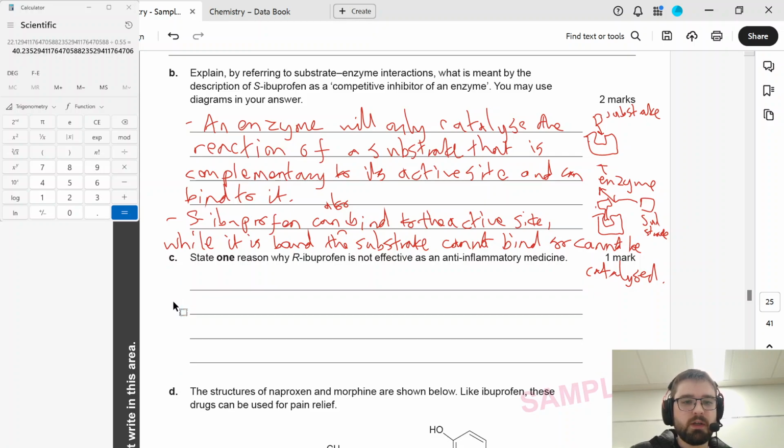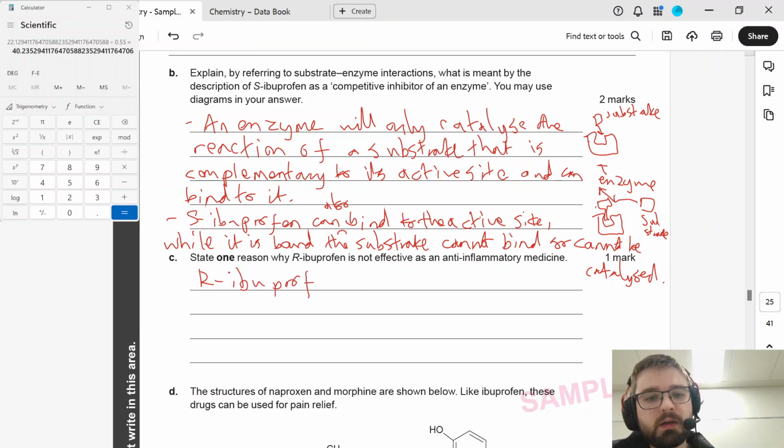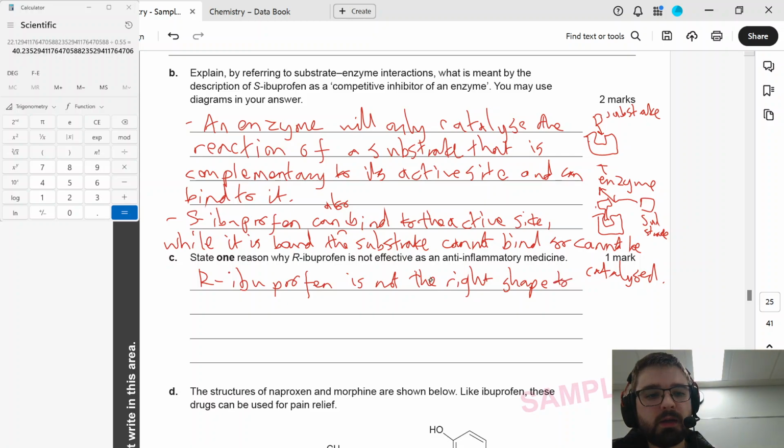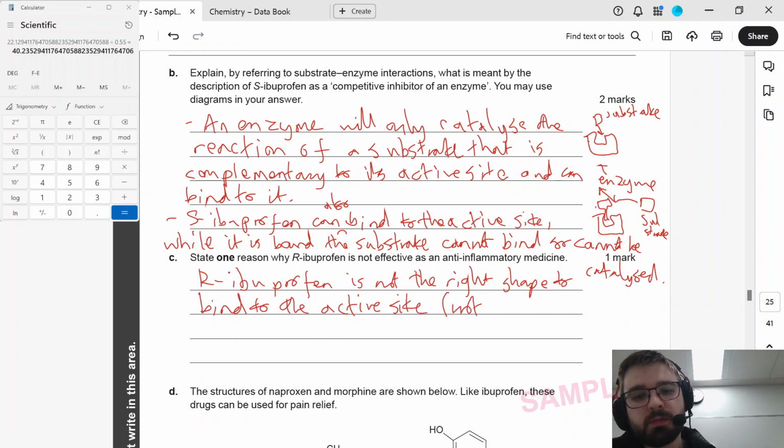Yeah, no, okay. State one reason why R-ibuprofen is not effective as an anti-inflammatory. So, R-ibuprofen is not the right shape to bind to the active site. Not complementary.